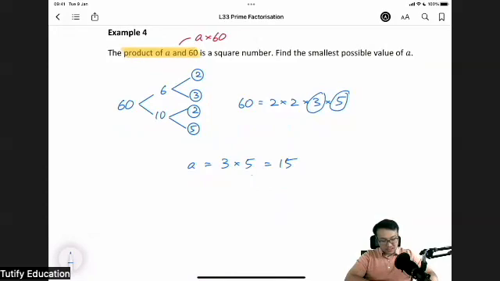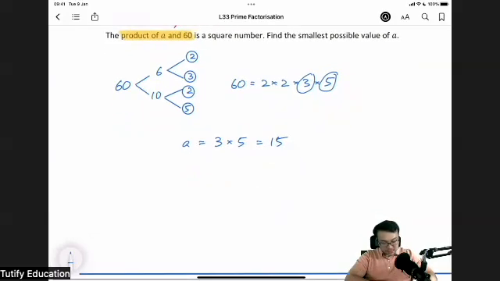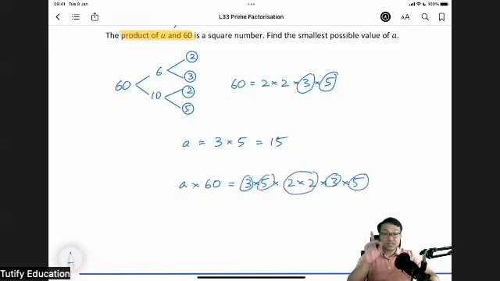15. Yes. So when you multiply A and 60, what are we actually doing? We are taking A, this is A, multiplying it by 60. 60 is like that. This is 60, right? Now you realize that there are two twos, there are two threes, and there are two fives, and now it becomes a square number. Understand, Kate? Because we are multiplying them all together.